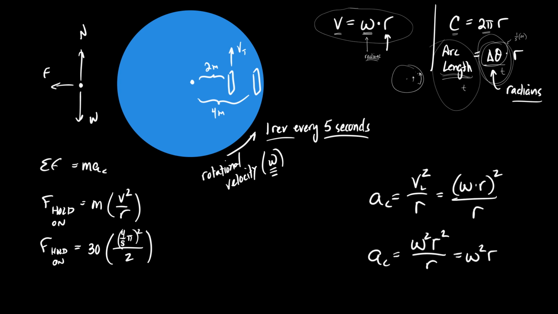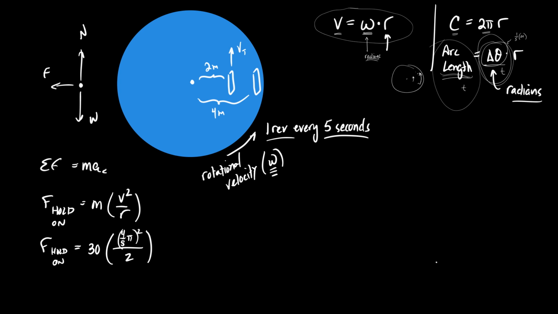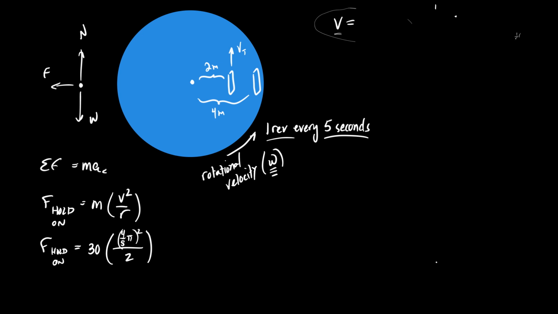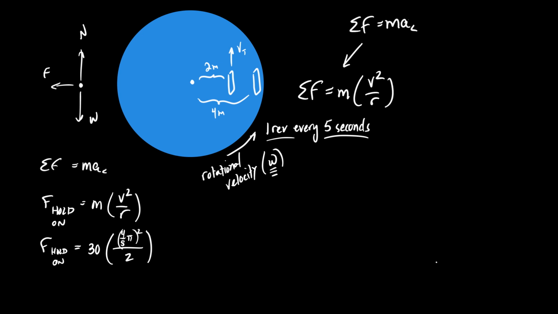Now this was a lot, and we've taken a long way to get to where I wanted to go. But what this does for us, if I get rid of all of these things that are just part of the trip to get here, is it means when I have net force equals MAC, I could write that as net force equals M V squared over R, or I could write this as net force equals M omega squared times R.